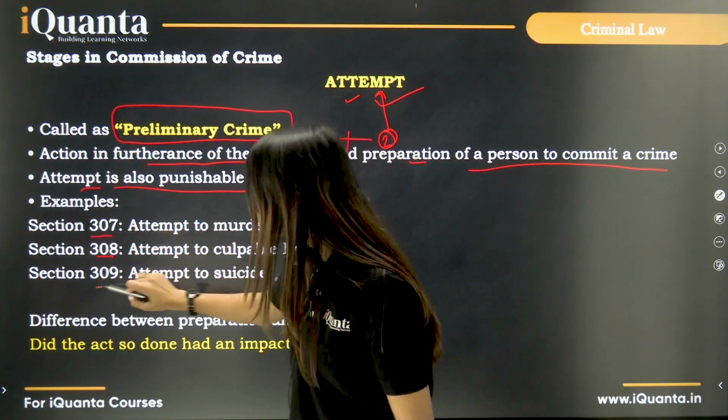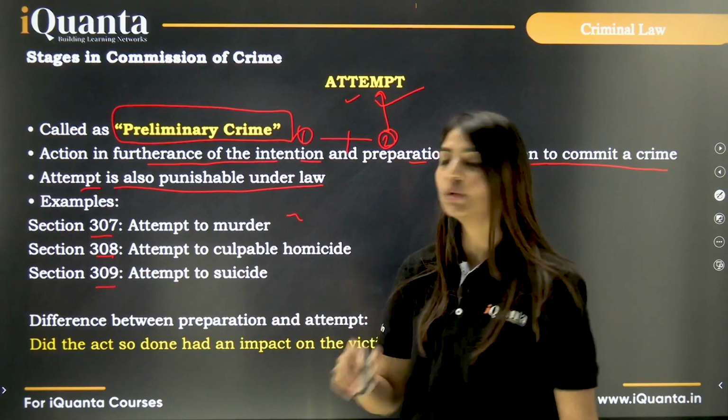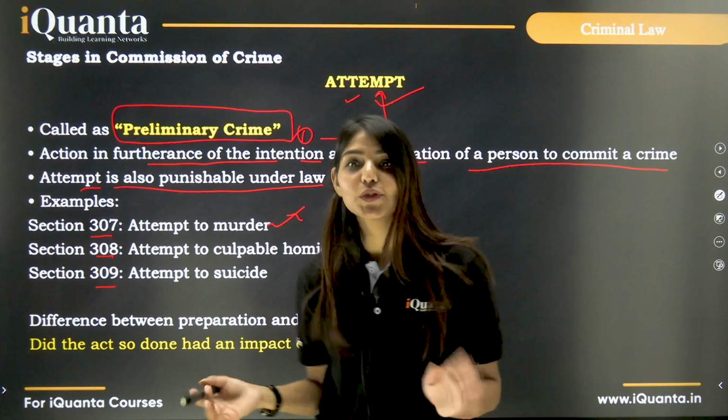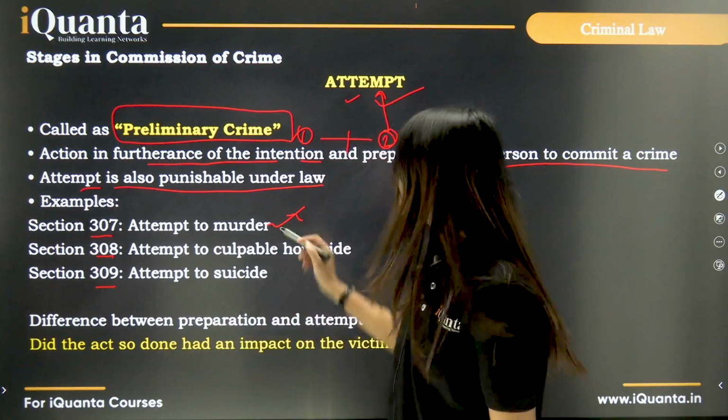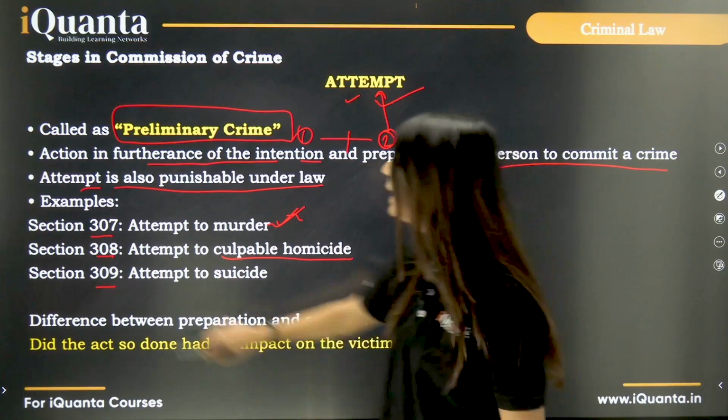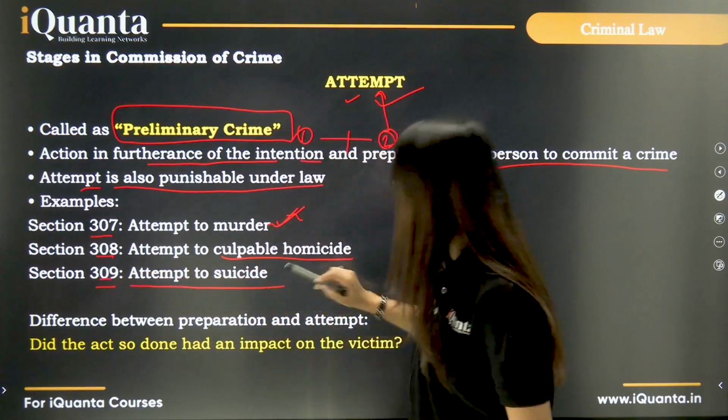Examples are, you must have heard it every now and then, you open the newspaper, open the news. Section 307 is attempt to murder, very, very common, which is in general also called half murder, everyone remember. So it is the attempt to murder, 308 is attempt to culpable homicide, and 309 is attempt to suicide.